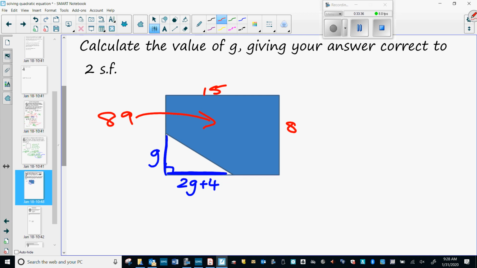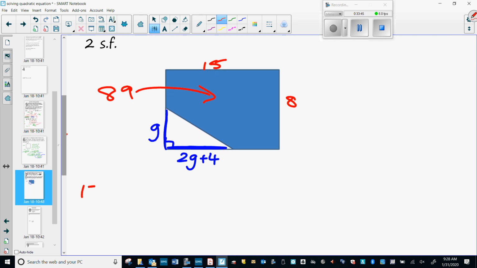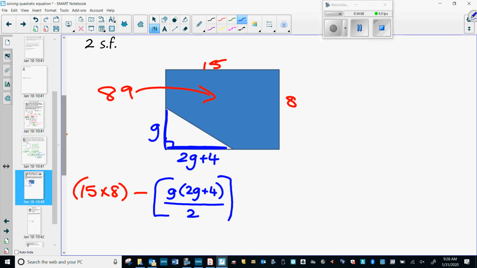Okay, so this is where we're going to use algebra. Remember, all of these are going to involve algebra at some point. So, if we're talking about the blue area, we would have 15 multiplied by 8. So that would be my blue rectangle. Subtract the area of this triangle. Now, how do we find the area of a triangle? Base times height divided by 2. So I'm going to have g bracket 2g plus 4 over 2. I did the g first just because it's easier. Okay, I'm just going to let you absorb that for now.